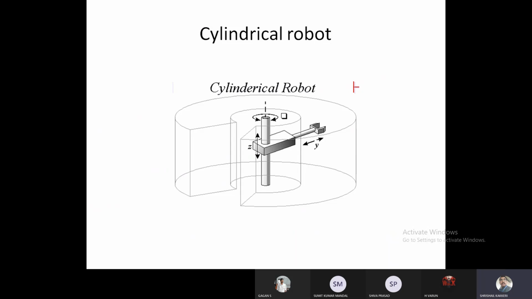And what about the application? Application-wise, once we add rotational joints, the flexibility increases and the robot can perform very complicated and complex tasks.